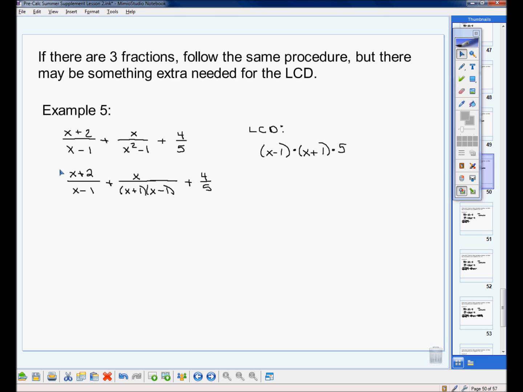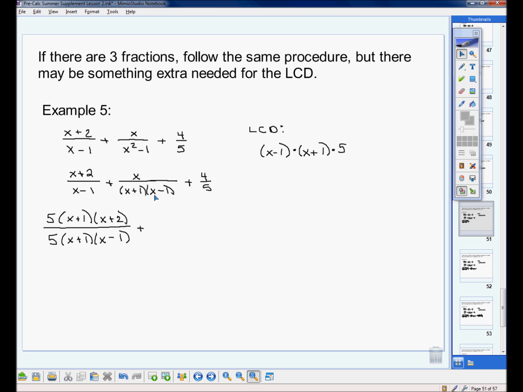So for this very first rational expression, we need to multiply numerator and denominator times 5 times x plus 1. 5 times x plus 1 times x plus 2. 5 times x plus 1 times x minus 1. Then we take a look at the next one.